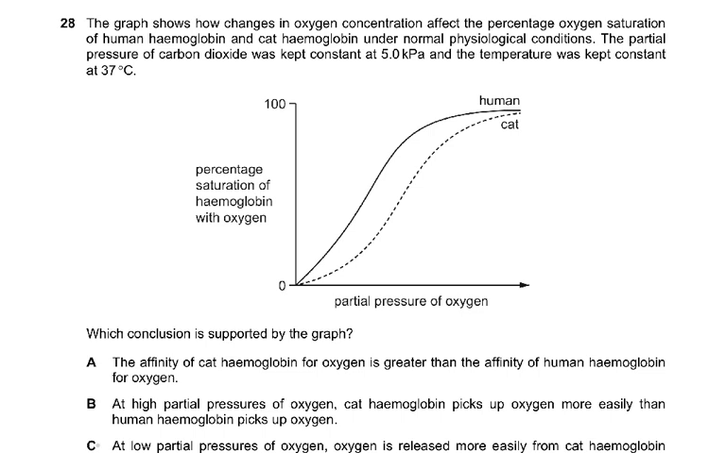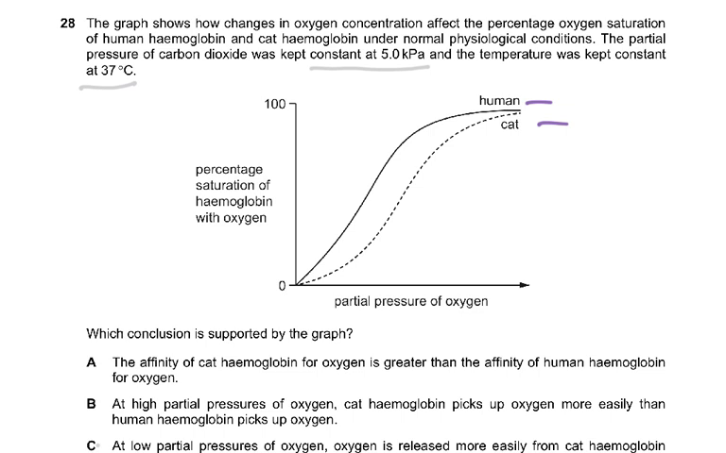Question number 28. The graph shows how changes in oxygen concentration affect the percentage oxygen saturation of human hemoglobin and cat hemoglobin under normal physiological conditions. The partial pressure of carbon dioxide was kept constant at 5 kilopascals, and the temperature was kept constant at 37 degrees Celsius. So you can see this is the human graph and this is the cat graph. Now, which conclusion is supported by the graph?